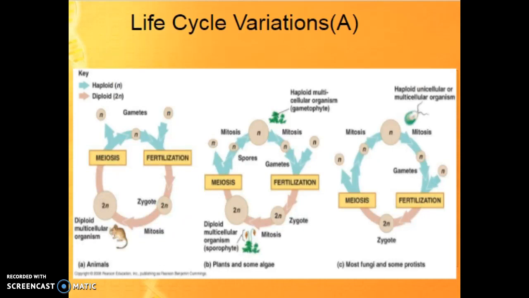So here are some variations of the sexual life cycle we see in animals. This is the one we're familiar with. Some plants and algae create these things called spores that may be around for thousands of years. They're essentially eggs that can last a really, really long time. And then some fungi and other protists have a slightly different version where this haploid unicellular or multicellular organism comes in to fertilize, gets some external fertilization.